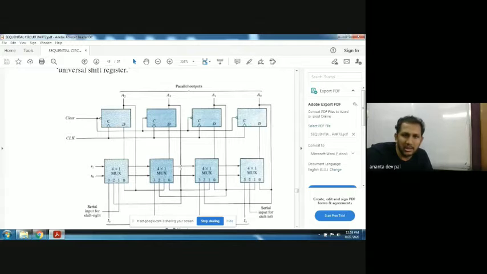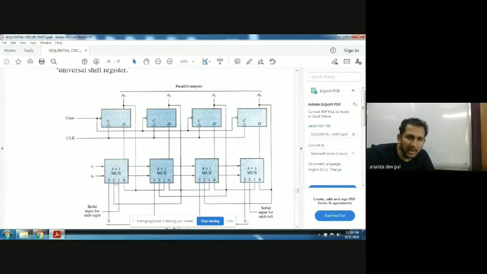S0 and S1 are connected through the line, and there are 4 inputs, 0, 1, 2, 3, on each MUX. There are 4 D flip flops, and the output of every MUX is connected to D. There is a single clock, which is a synchronous clock. Clear is there for the IC's requirement, and these are the outputs A0, A1, A2, A3. This is the parallel output.